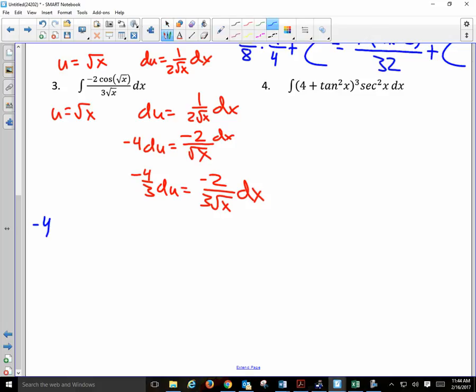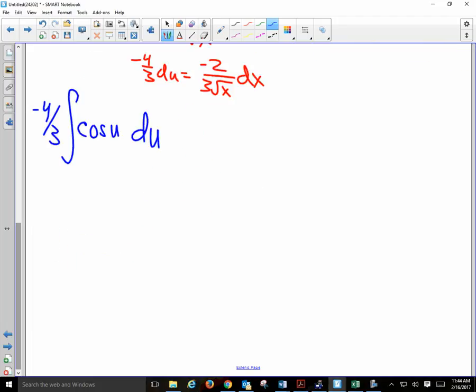So I'm going to put the negative 4 over 3 integral, and I'll put the du. Negative 2 is gone. 3 roots of x is gone. And dx is gone. So what remains? Cosine of what? A lot of people want to get rid of the cosine. I'm not worried about getting rid of the cosine because I know what the antiderivative of cosine is. What's the antiderivative of cosine? It's just sine. So I have negative 4/3 times the sine of what is u? Root of x plus a constant.